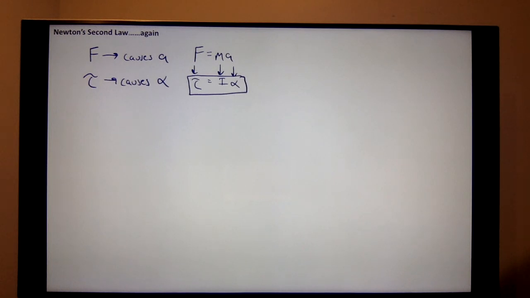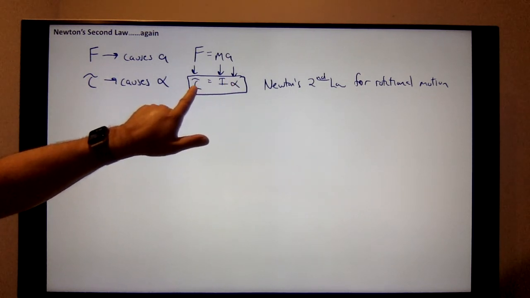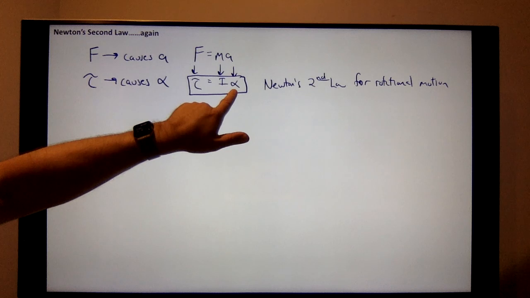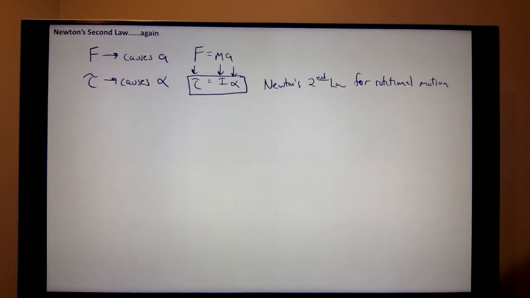So this is Newton's second law for rotational motion. We are not going to do a whole lot with that. I just want to point out that it's another analog in the rotational world. Torque is equal to I times alpha, which corresponds to F equals ma from before.